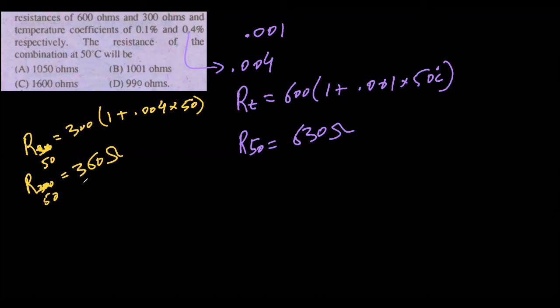Okay, so both resistors are connected in series. So in series, we will add these two resistors. If you add these two resistors, you will get 990. So option D will be the correct answer.